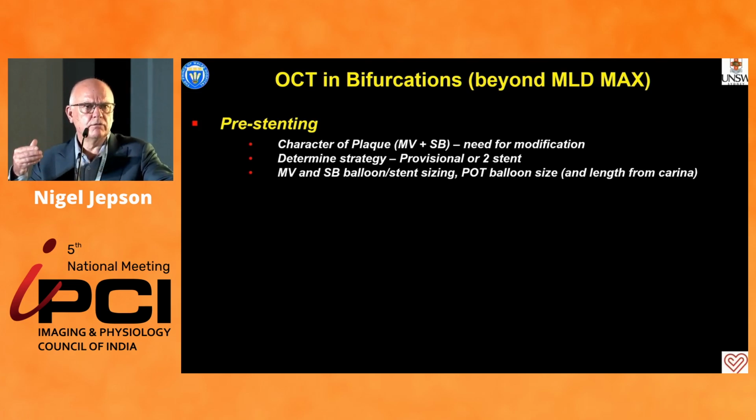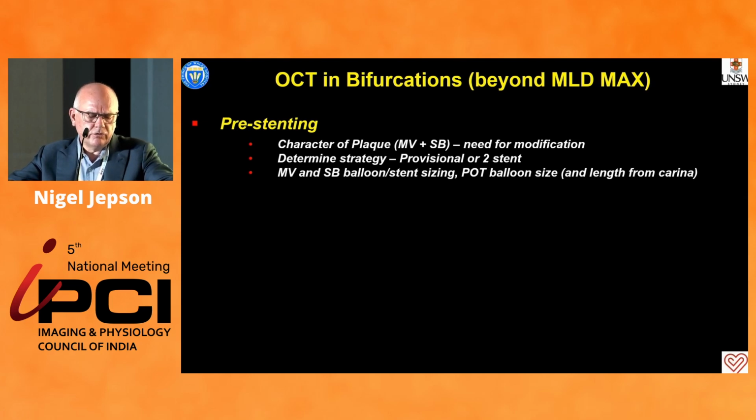So if we specifically look at imaging with OCT beyond MLD max in bifurcations, it's a relevant algorithm, but I think there are some points to highlight with bifurcations. Pre-stenting, we really want to analyse the character of the plaque, main vessel, ostium, or the side branch itself, the need for modification, particularly calcium at the proximal point of the side branch, lengthy segment of calcific disease. We're thinking two-stent strategy. So it can help determine the strategy above and beyond a simple Medina classification on the angio, which really doesn't guide therapy necessarily, provisional or a two-stent.